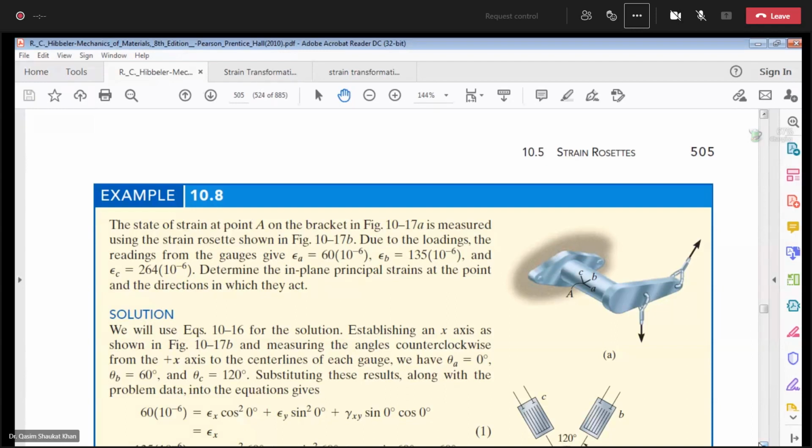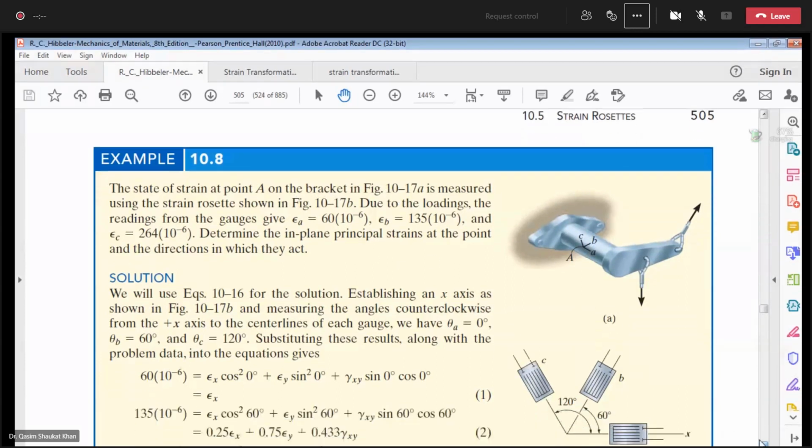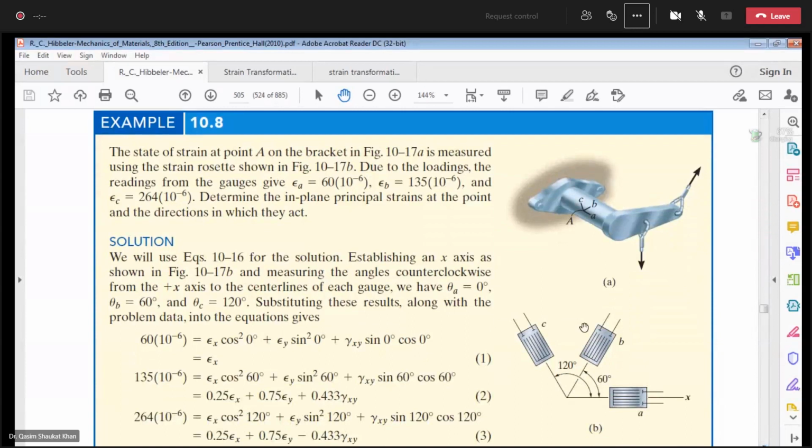The state of the strain at point A on the bracket. This is the bracket. At one point they have placed this strain rosette. These are three strain gauges: strain gauge A, strain gauge B, strain gauge C. So the state of the strain at point A on the bracket is measured using the strain rosette shown in figure 1017B. They have drawn the figure also.